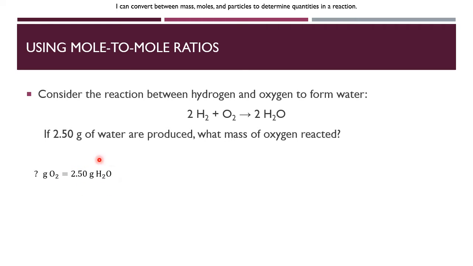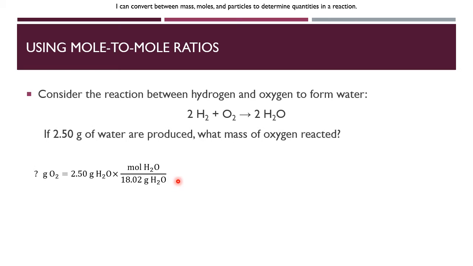That's where we're going to start with our problem. Now I need to convert this to moles because I need to use these stoichiometric coefficients, 2 to 1 to 2, in order to do this conversion from water to oxygen. So the first thing we're going to do is we're going to convert from mass of water to moles of water.